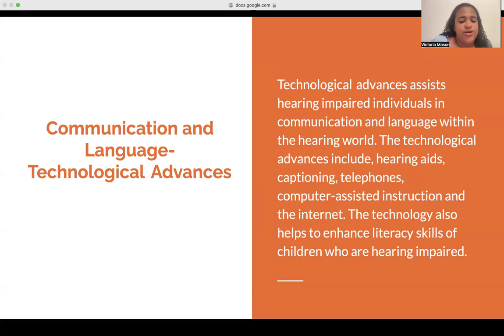And then last, for communication and language, there are technology advances that can be used to help with communication and language.